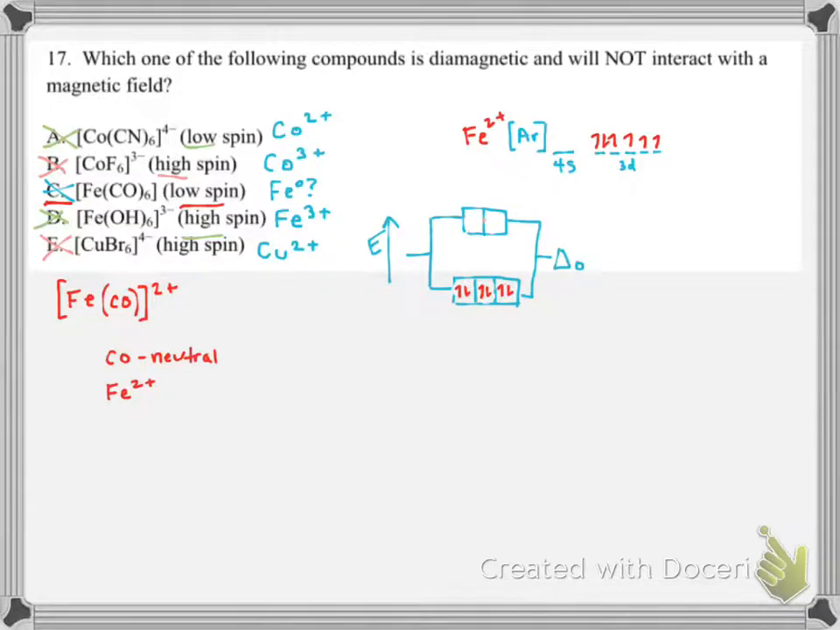Okay, so now hopefully you can see these are all paired. And so this iron 2+ low spin would be diamagnetic, which is not magnetic. So I like to think of it as if the magnetism dies. Okay, so that problem had a typo, but the logic is still good.